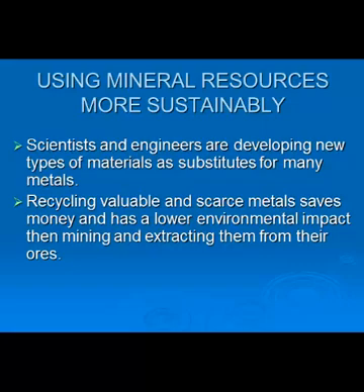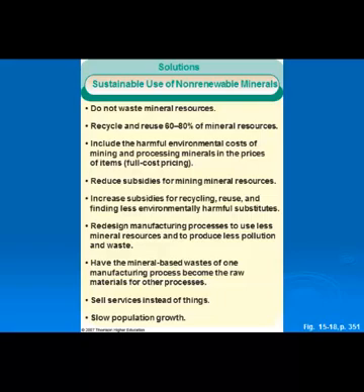So the lesson learned should be that everything we use takes away from the earth. We need to think of how to minimize that. Developing new materials and recycling more will definitely cut down on that need for us to mine. And some of the ways to achieve more sustainable use of non-renewable mineral resources are listed below. Do you do any of these? Have you thought about any of this stuff? These are solutions.